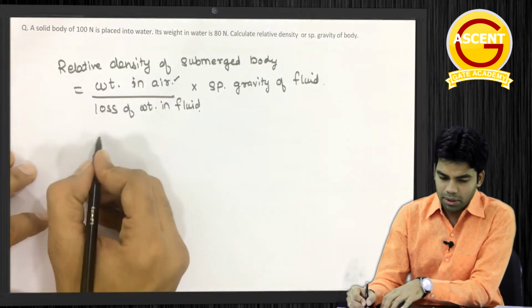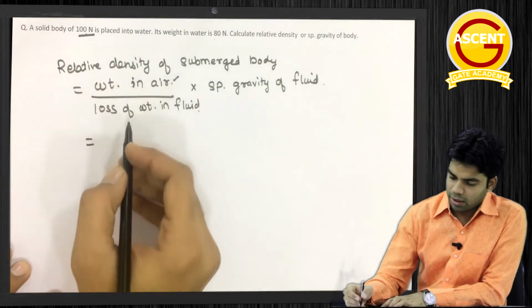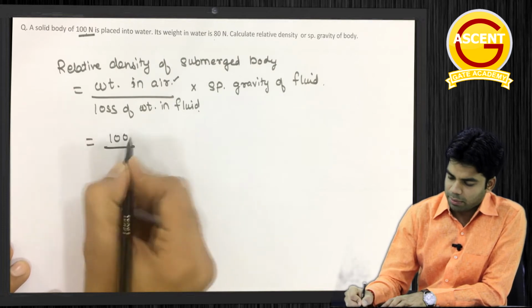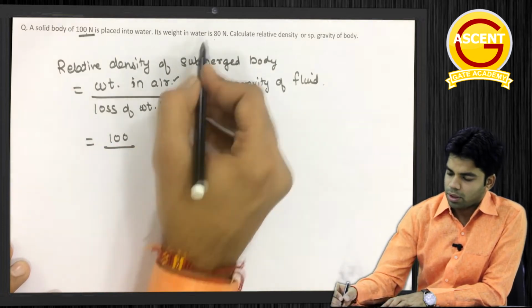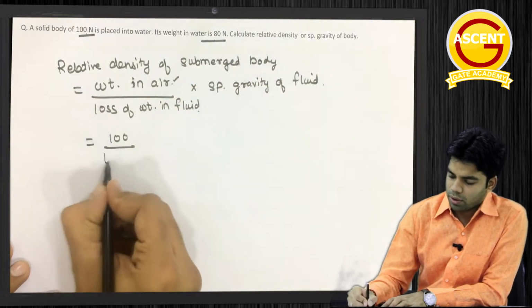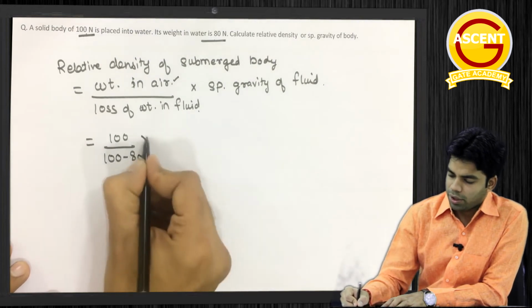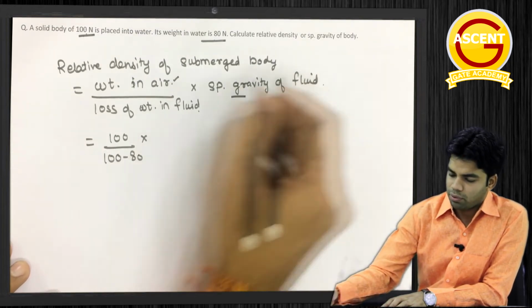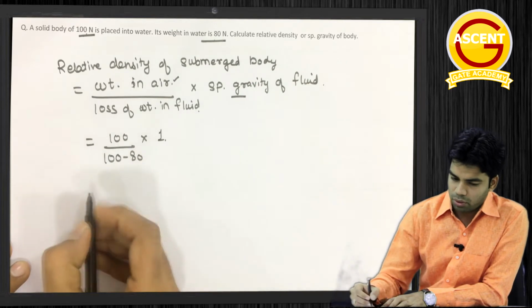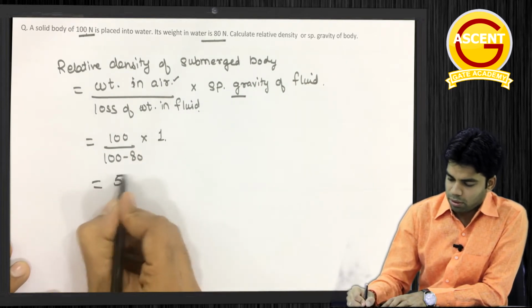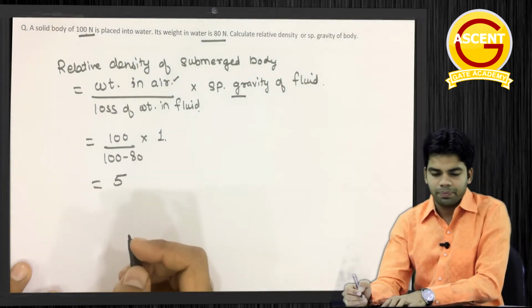Okay, so this will be equal to, from here, the weight in air is given as 100 Newton divided by the loss of weight in fluid. Okay, so the weight in water is 80 Newton. So what is the loss? 100 minus 80, into the specific gravity of fluid, which is 1, as we know. So from here this will be equal to 100 by 20, which is 5.